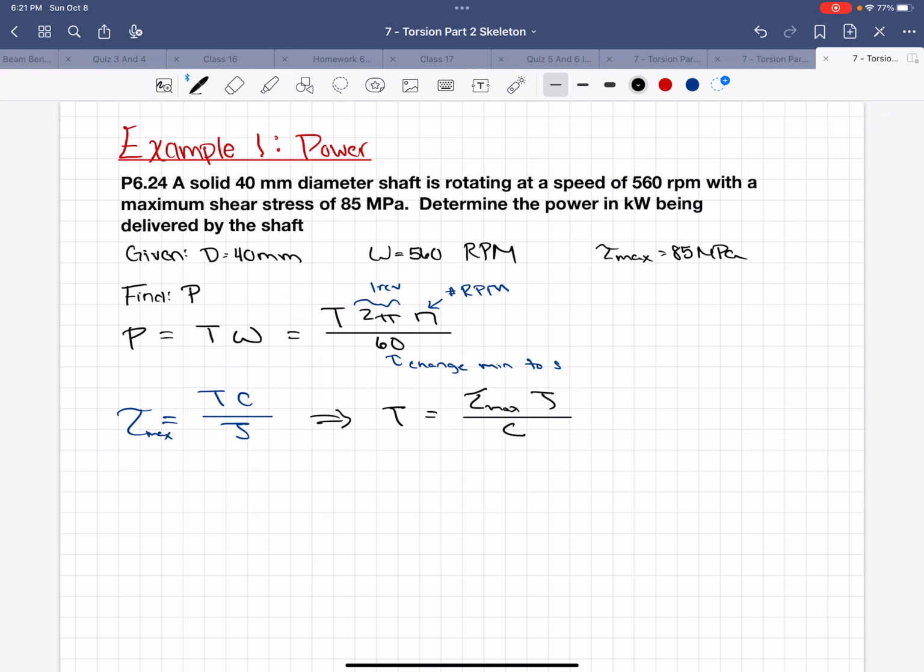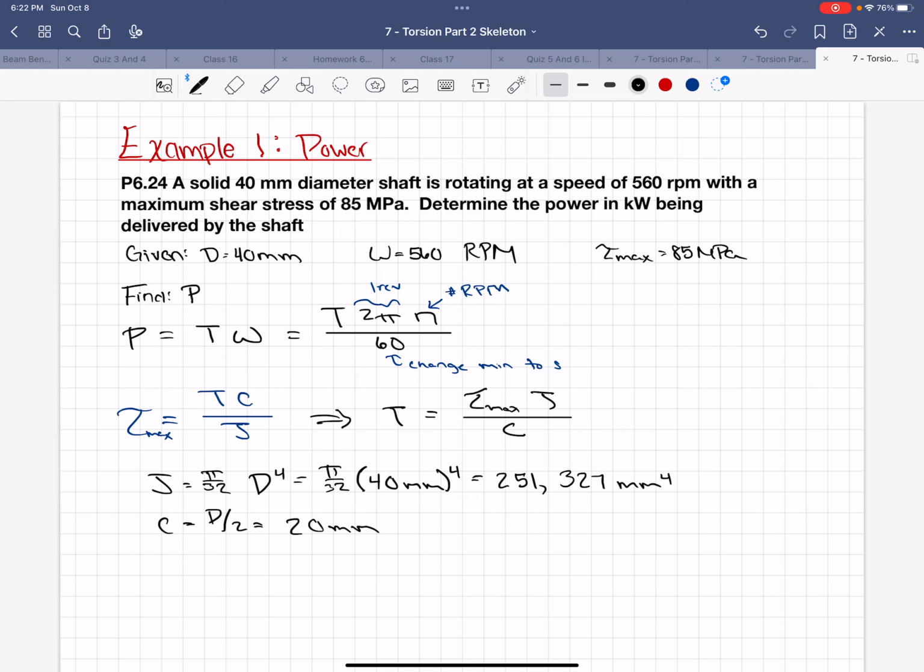All right, so we need to find J. J equals pi over 32 times the diameter to the 4th. So that equals pi over 32 times 40 millimeters to the 4th. So that is 251,327 millimeters to the 4th. C is the radius, so C equals the diameter over 2, which is going to be 20 millimeters.